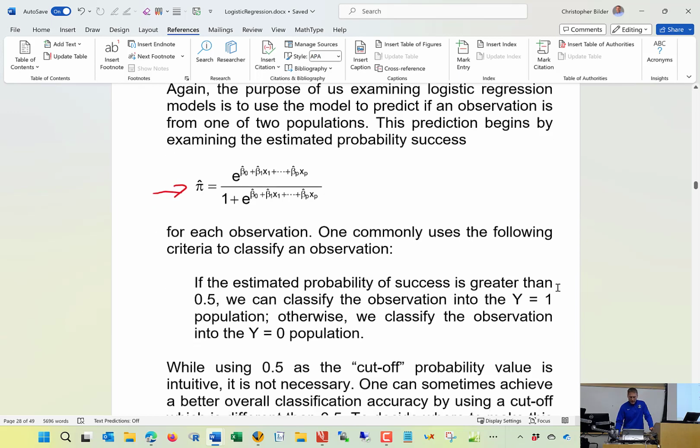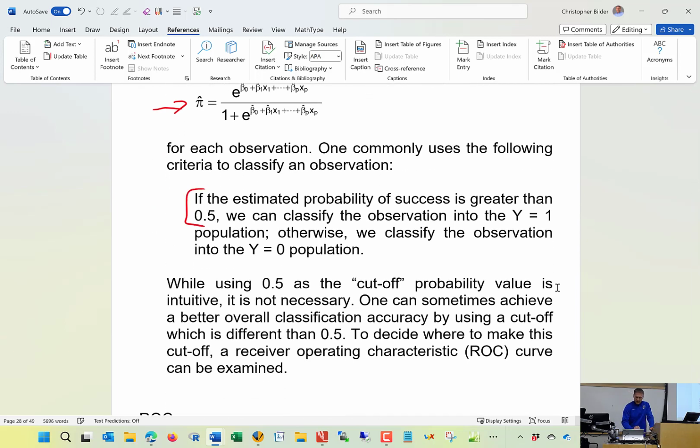The most intuitive way to do this, as you might expect, and we kind of discussed this before, is if the estimated probability of success is 0.5 or greater, how about we just predict that to be a success, Y equals 1. If it's less than 0.5, predict it to be a failure. Make sure I said that right. If pi hat is greater than 0.5, predict it to be a success. If pi hat is less than 0.5, predict it to be a failure. That 0.5 is what's referred to as a cutoff probability, because that's our dividing line between success and failure.